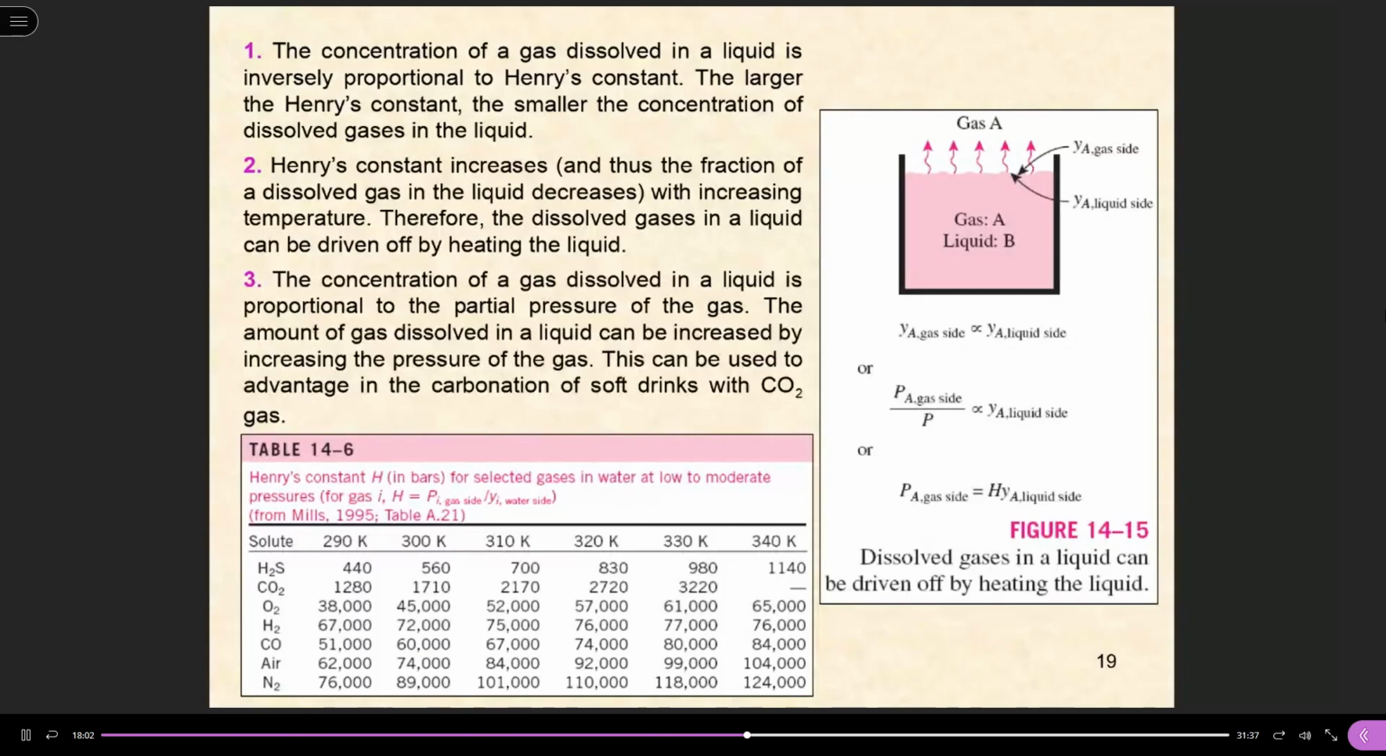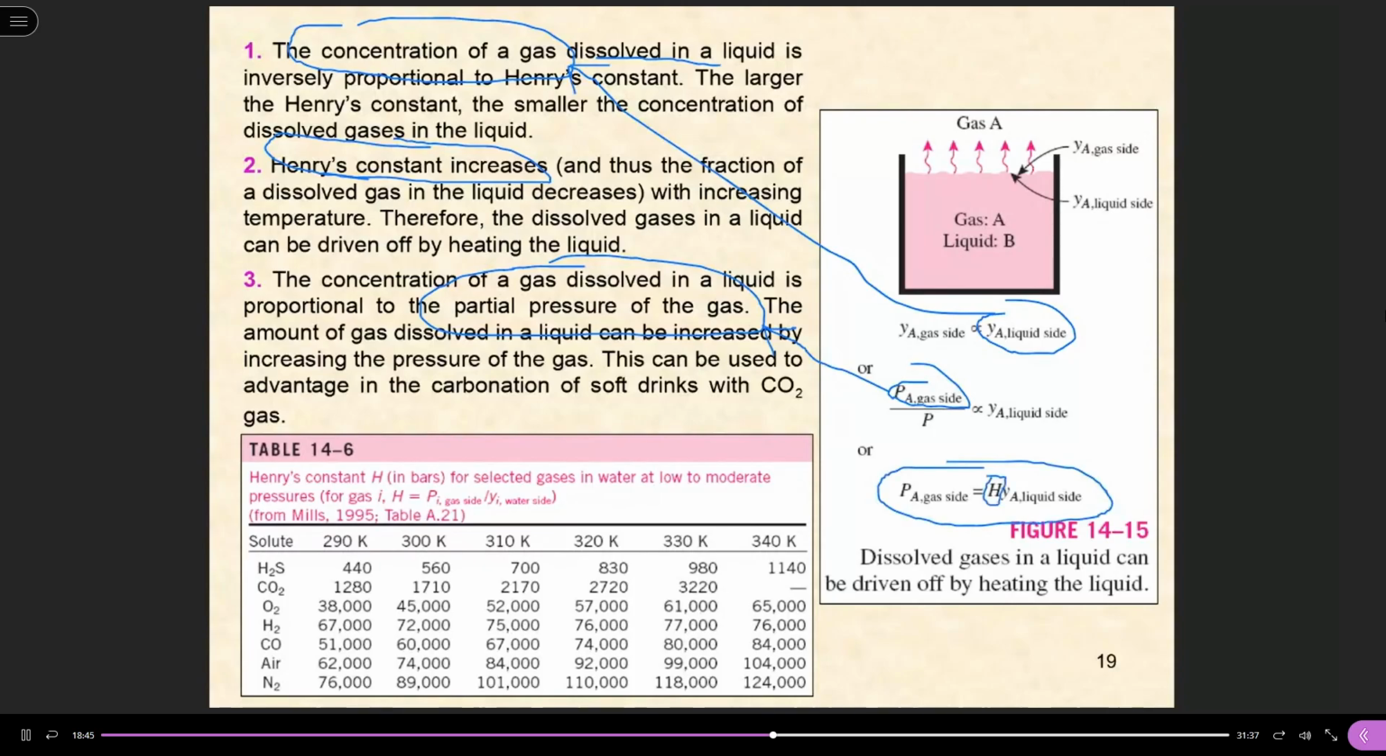And this is the same table. So you remember the concentration of a gas, and the partial pressure of the gas. Therefore, there are three quantities. The concentration of gas dissolved in a liquid, that is this one, and PA, the gas side, that is the quantity we are talking about here. This is the relationship between the two, and that H is the Henry's constant, which you find from this table.